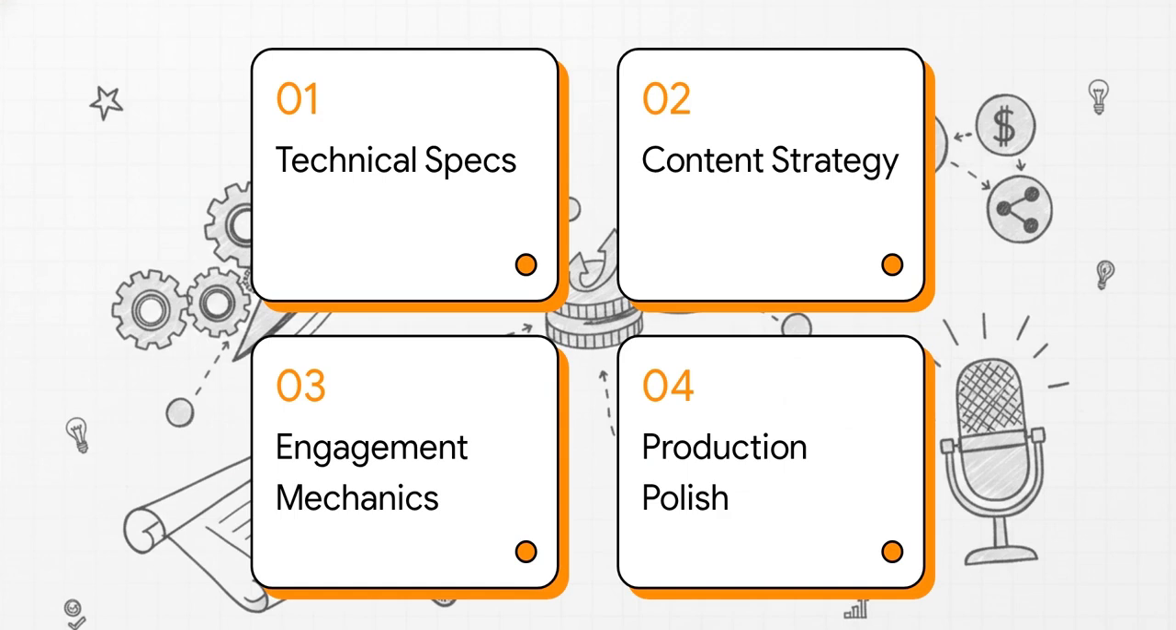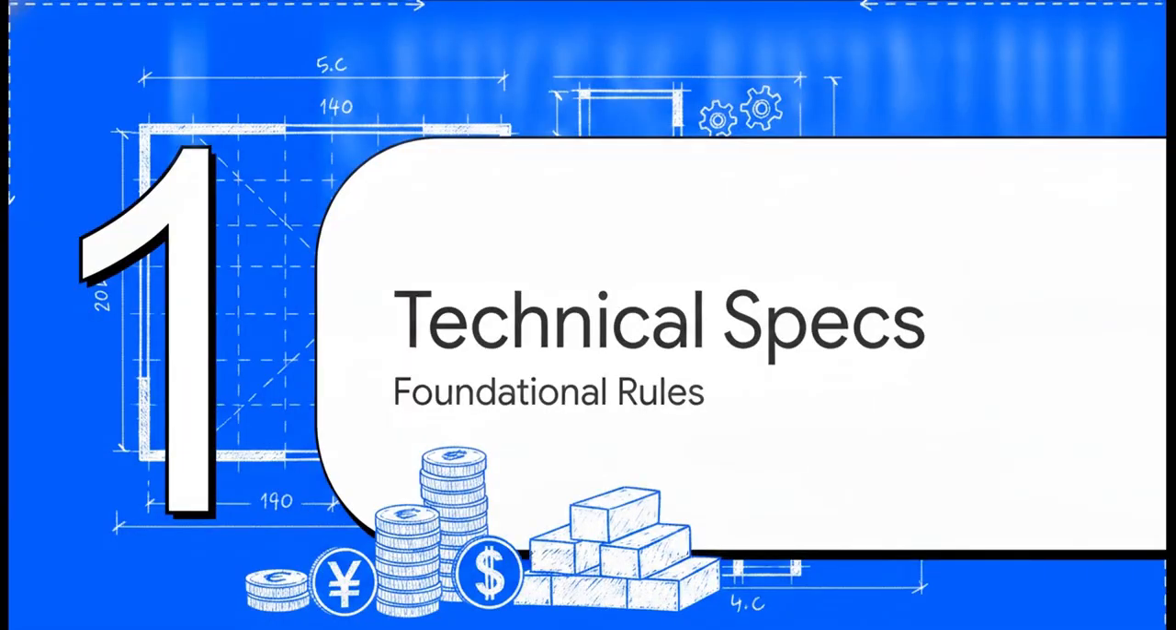So, to see exactly how this perfect script is built, we're going to break it down into 4 logical pillars: technical specs, core content strategy, engagement mechanics, and production polish. Let's get right into it. Starting with Section 1, Technical Specs. These are your foundational rules.